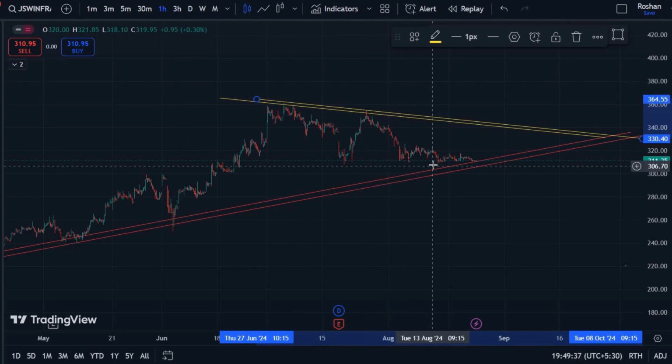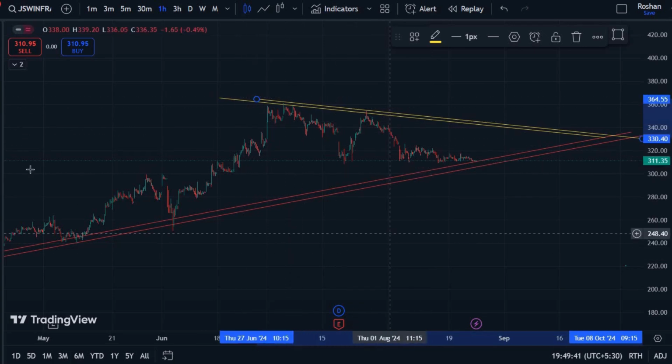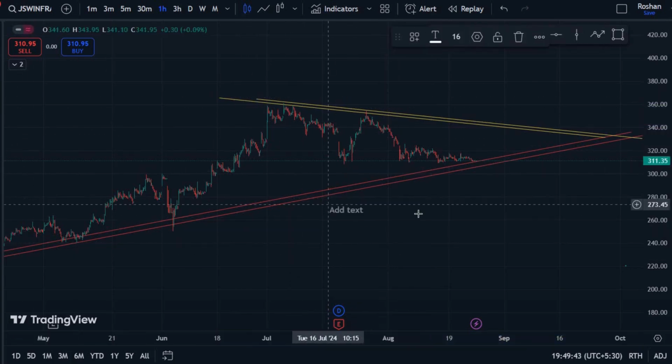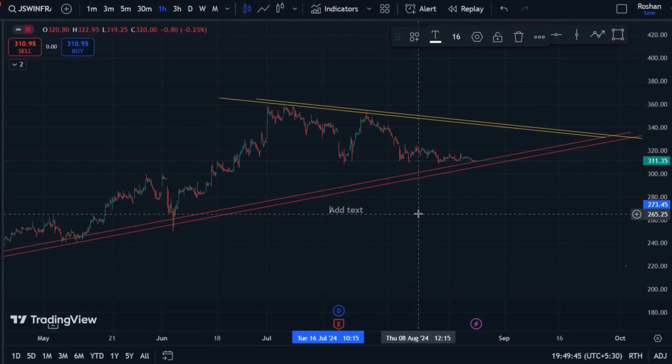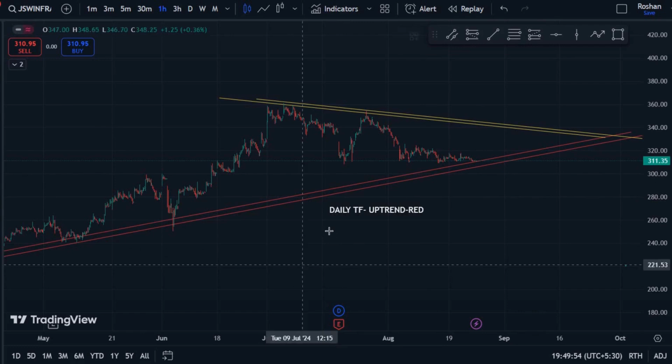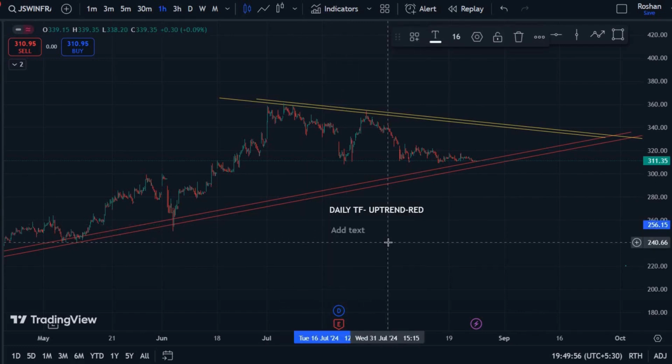All right. So that's daily time frame is uptrend, and I've used the red trend line. And the 1 hour time frame, the trend is downtrend, and I'm using the yellow trend line, yellow color code. All right.